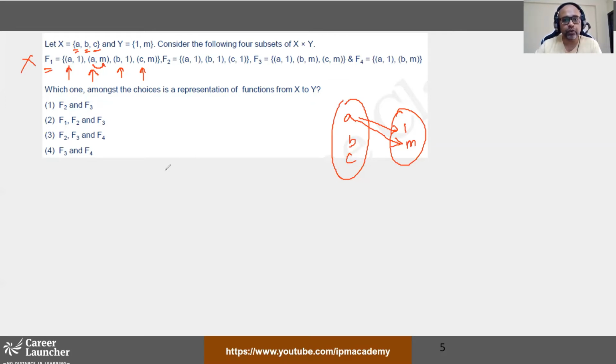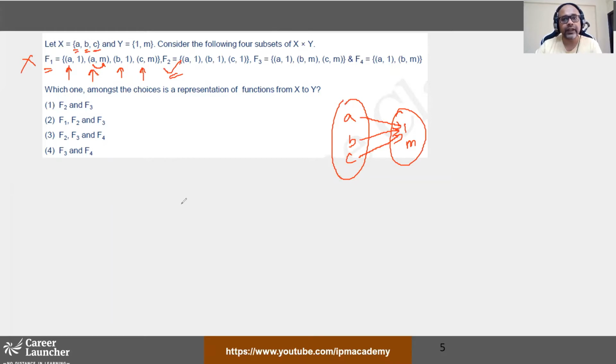If you look at F2, and I erase these two arrow marks, you will notice that A is going to 1. B is again going to 1, which is not a problem. We already saw this. And C is also going to 1, which is again not a problem. So all three inputs are met with an output, and no single input is giving you two different outputs. So F2 is a function.